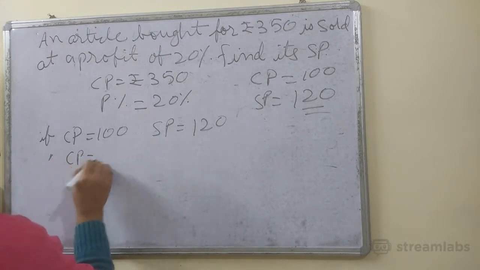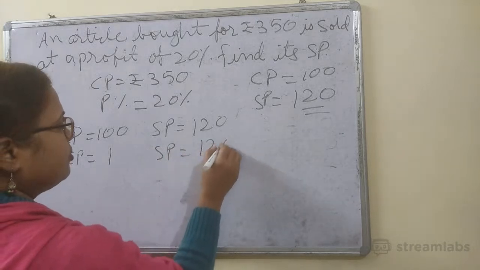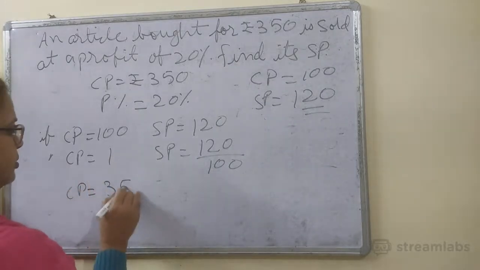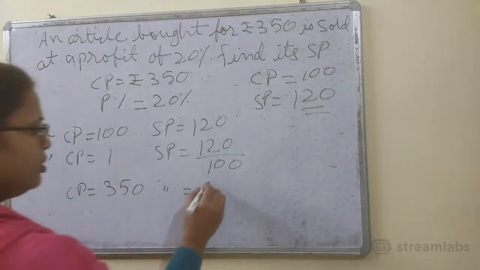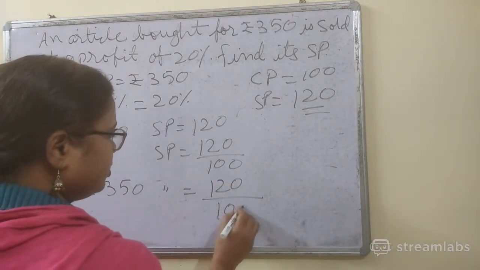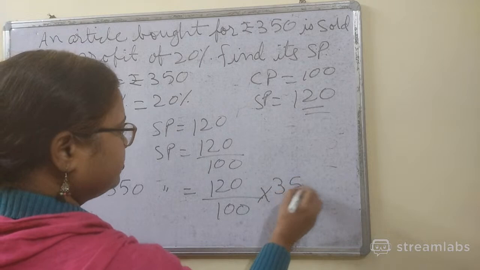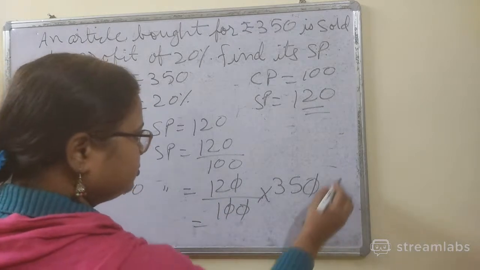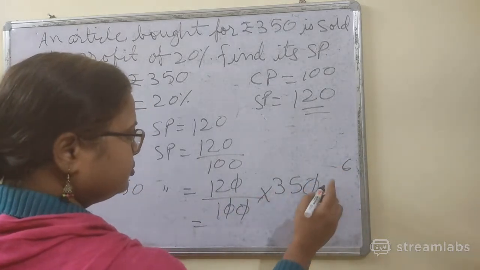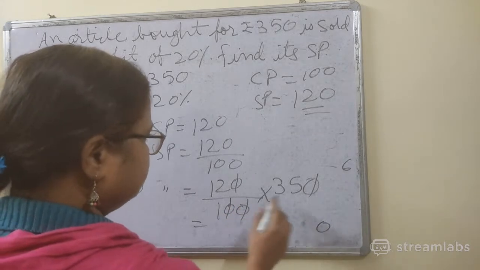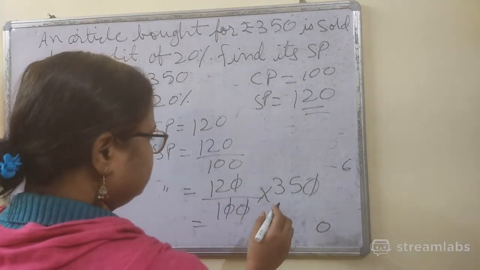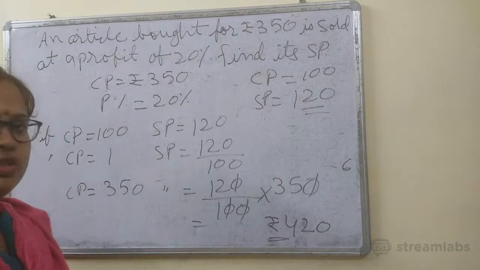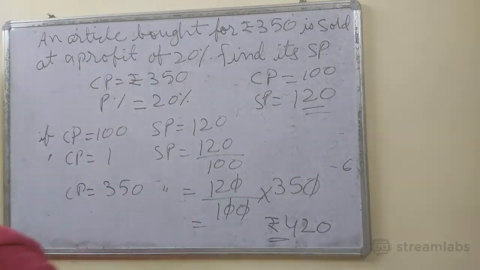If CP is 1, then SP will be equal to 120 by 100. And if CP is 350, then SP will be equal to 120 by 100 into 350. Let's cancel it. When you multiply, you will get 420. Rupees 420. Okay, now next.